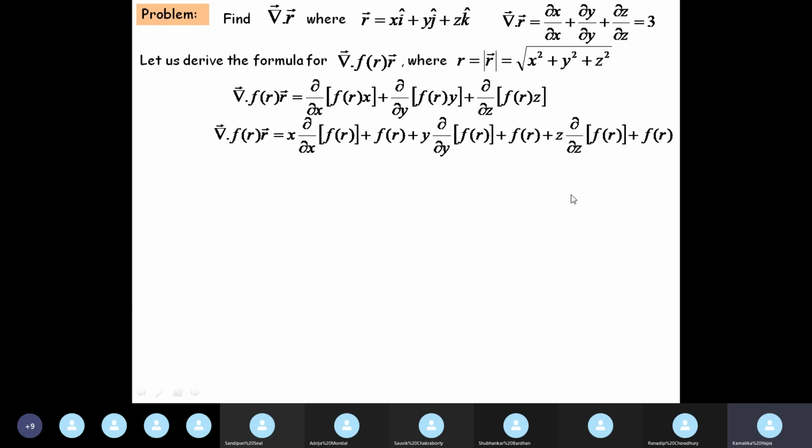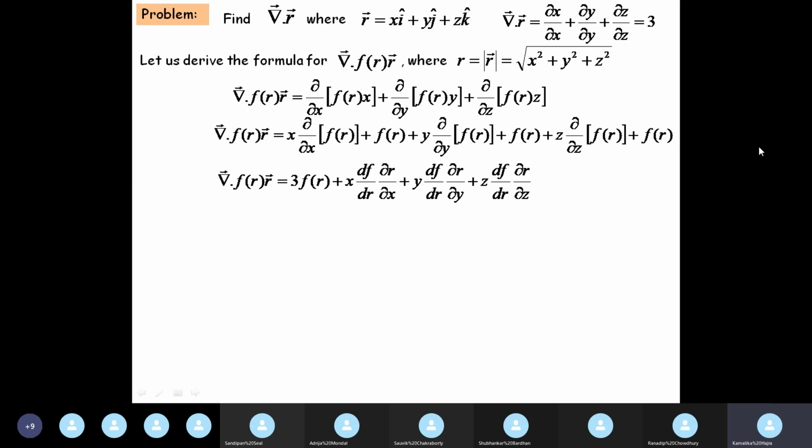Ekbar nijera chokh buliye nao. Is it clear to everybody, this first step? Yes, ma'am. Okay. Just by-part differentiation of each of the 3 terms, so that we get 6 terms.